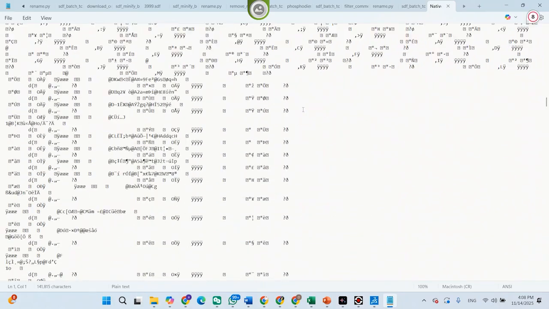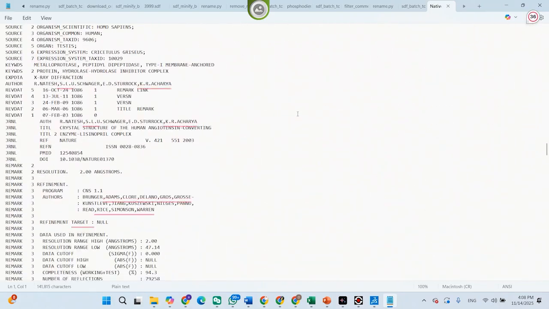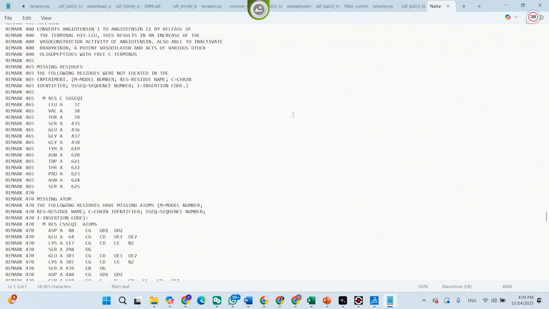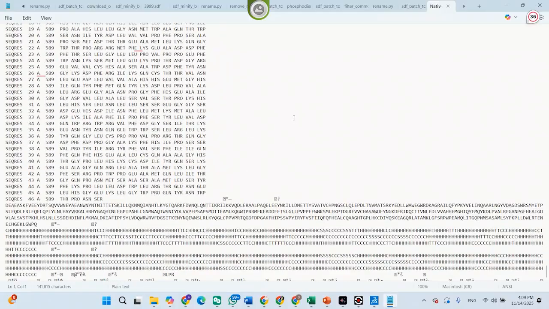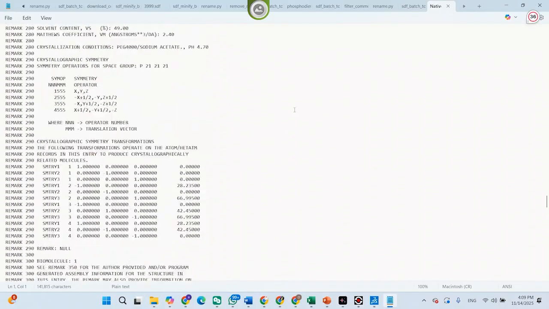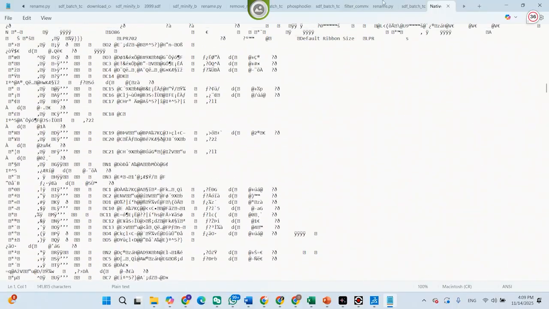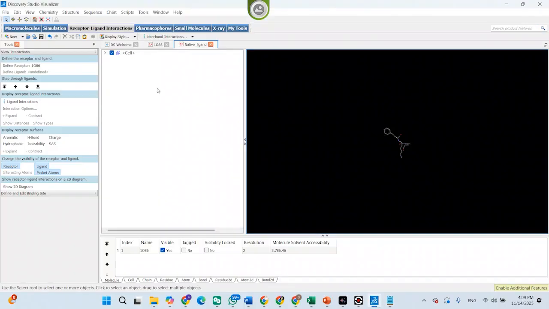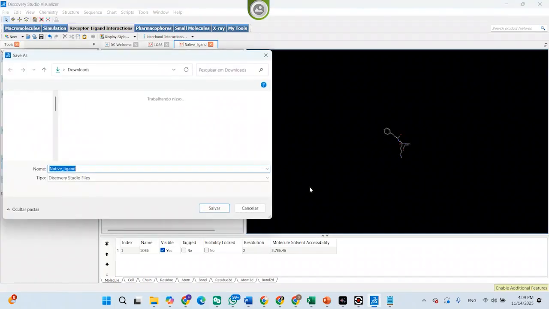Oops. The file is corrupt. The file is corrupt. Oh, sorry. I think I caused the problem. Let me save again. Save as.